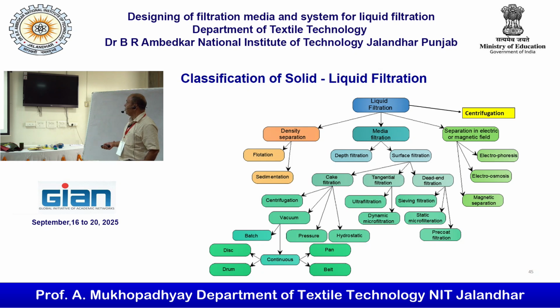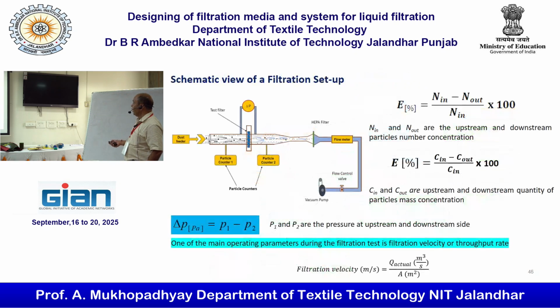Before we move further, we must understand how to define the efficiency. This is a simple setup. N in means the particle concentration, in terms of number, on the upstream side. N out is the downstream side particle concentration. So (N in minus N out) divided by N in, into 100, gives you the efficiency, a simple term. Again, if it is on the basis of mass, we have the particle concentration on the incoming upstream side and the particle concentration on the downstream side.